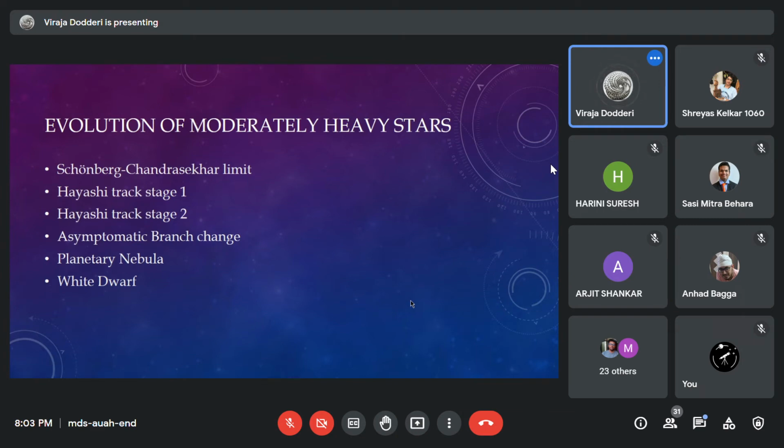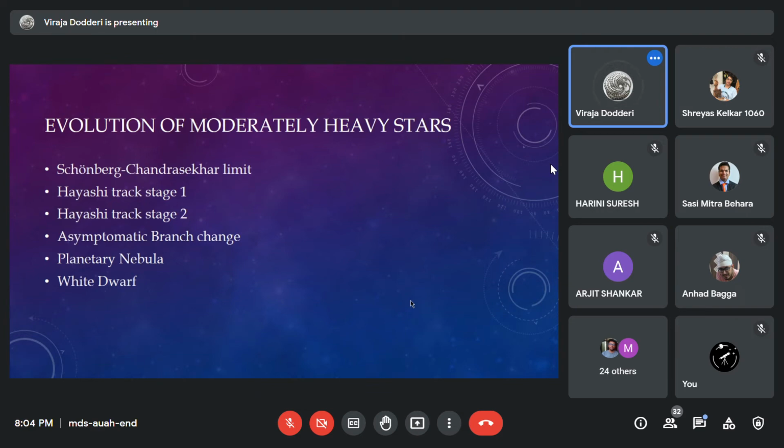So the growth of the core during shell burning has to hit this limit. If it exceeds this limit, then it starts moving backwards to the Hayashi track, just as how it came from the Hayashi track to the main sequence.